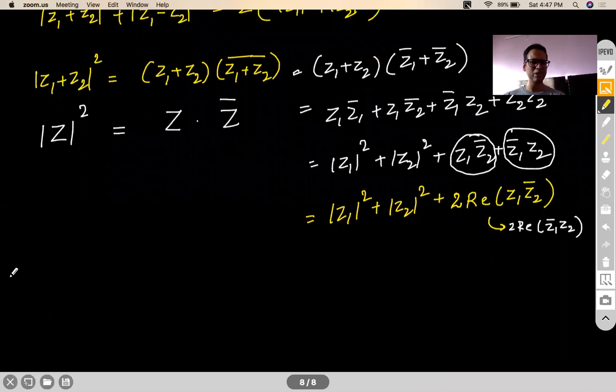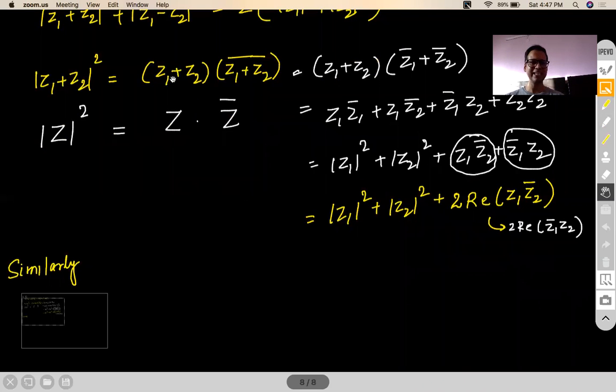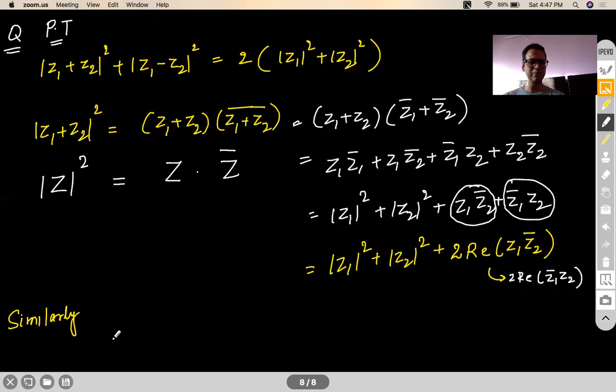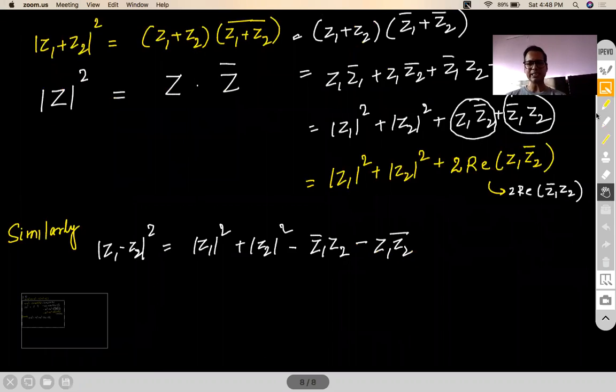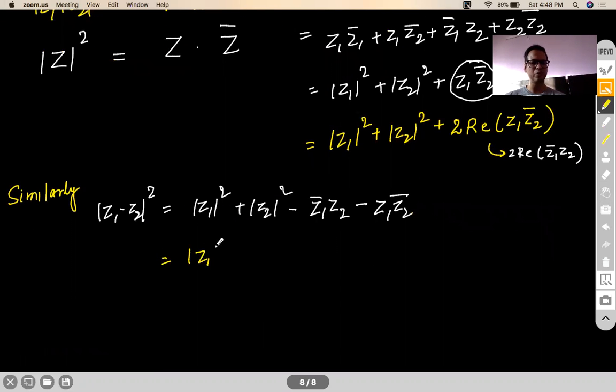Similarly, without much waste of time, can I also say that the second term over here, which is mod z1 minus z2 square, can be written as mod z1 square plus mod z2 square minus z1 conjugate z2 minus z1 z2 conjugate. Correct? Same logic, right? This can also be written as negative of 2 real part of z1 z2 conjugate.